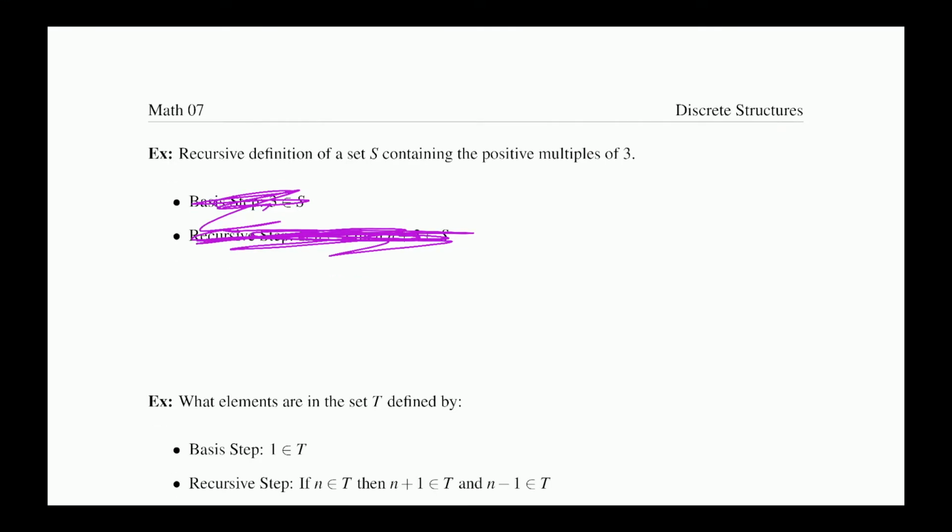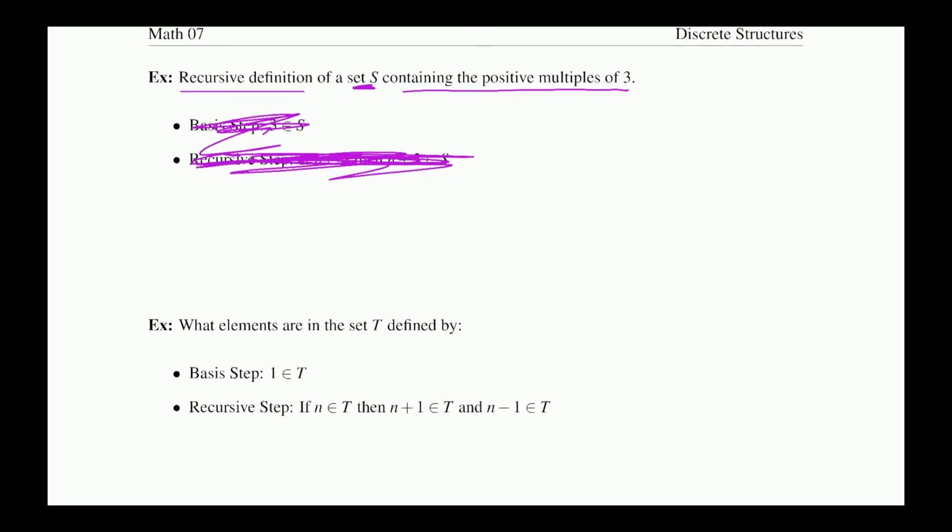So example, we're coming up with a recursive definition of a set S containing positive multiples of 3. Okay, what is that? Well, if you write down the set, it looks like this. The set contains the positive multiples of 3. So S is, well, what's the smallest positive multiple of 3? It's 3. What's the next multiple of 3? 6. What's the next multiple of 3? 9. What's the next multiple of 3? 12, right? And then that just keeps going, and that's the set S.